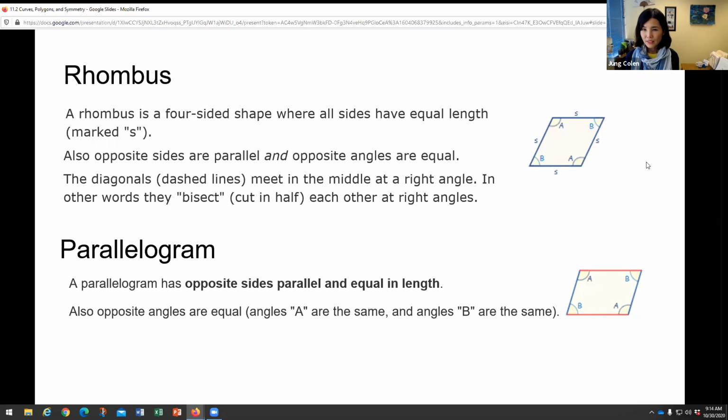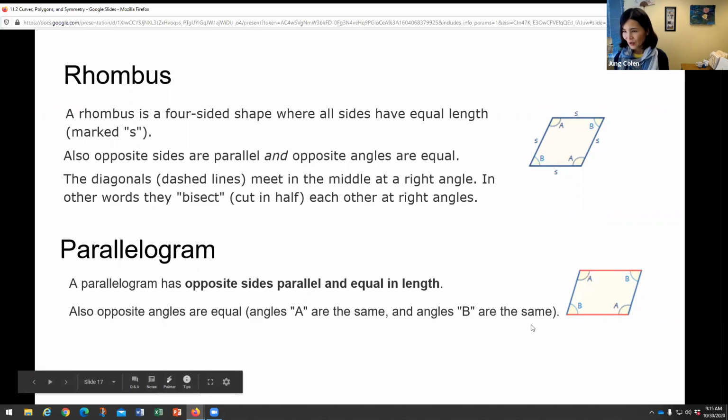Okay, and of course, opposite sides are parallel and opposite angles are congruent. When you're drawing diagonals, I didn't draw diagonals here. Here's one diagonal, there's another diagonal. They intersect at a 90-degree angle. That's one important property that you have to remember for rhombus. Okay, and parallelogram is parallel. So opposite sides are parallel. These two sides are parallel and these two sides are parallel. Okay, and then of course these two parallel sides are congruent and these two parallel sides are also congruent.